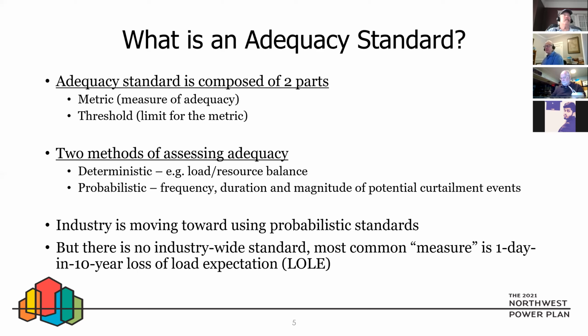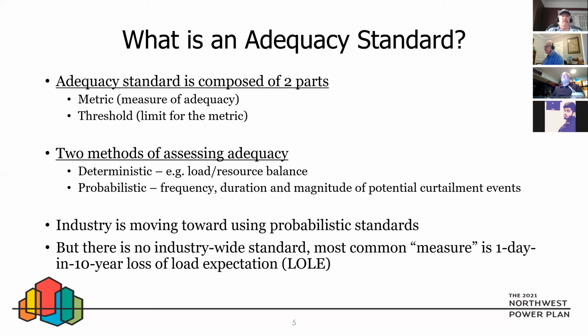We are probably going to write a paper to emphasize that the interpretation of a 1 day in 10-year loss of load expectation into 24 hours per 10 years, or 2.4 hours per year, is not the most appropriate way, not the best interpretation of that measure. And so NERC is moving away from that.